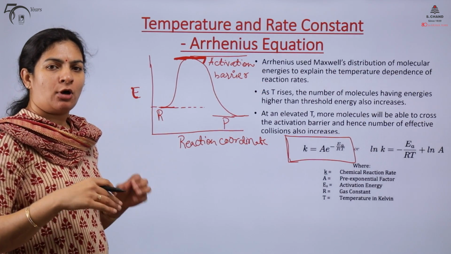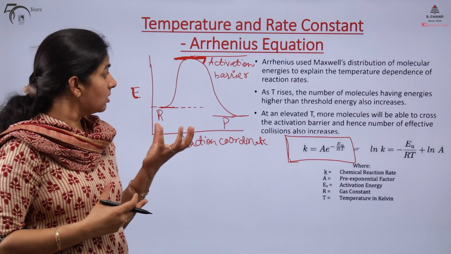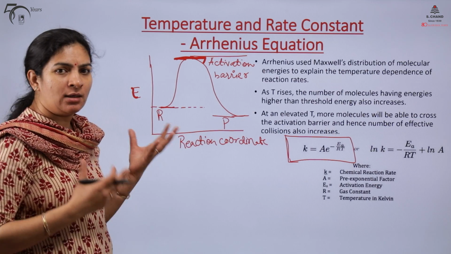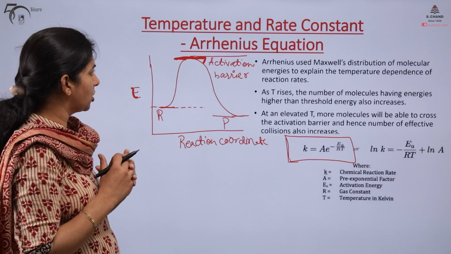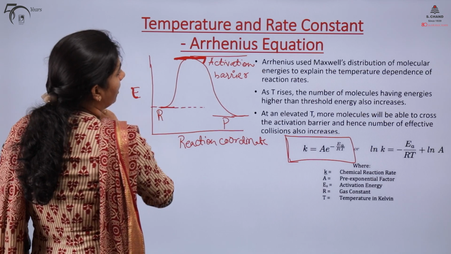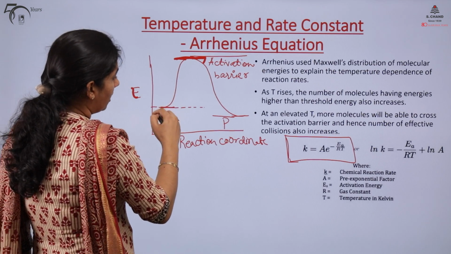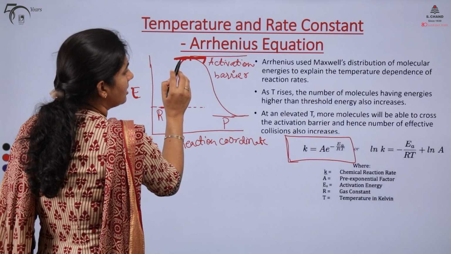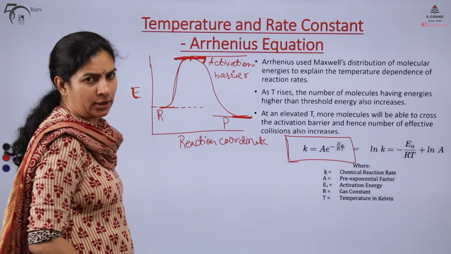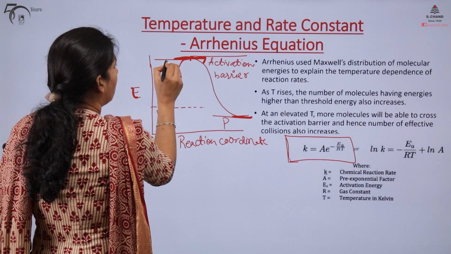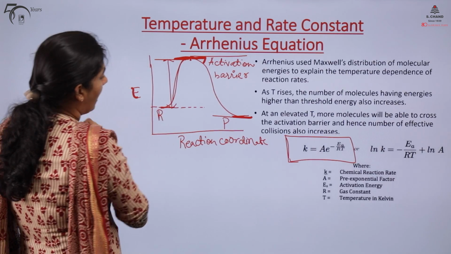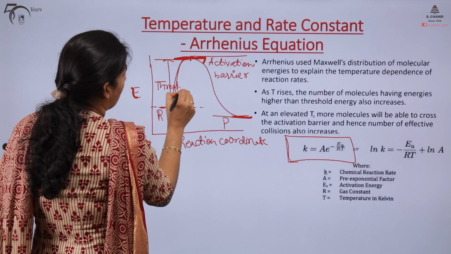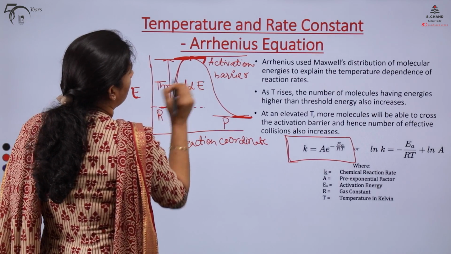We all know that for doing certain work we need some amount of energy. In the same manner, molecules also need energy in order to undergo chemical reaction. Now this is the activation barrier. So in order to undergo chemical reaction, molecules have to have this much energy so that they can cross this barrier and form product, right? The difference between the activation barrier and the energy of the reactant is called threshold energy, right?